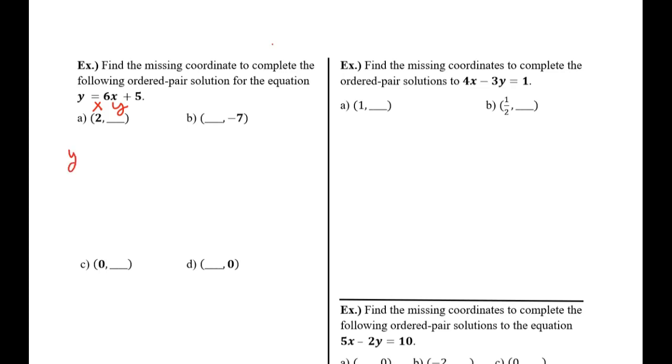The way we find it is we plug in what we do know and solve for what we don't know. I'm going to replace the x value with 2 and leave the y value as a variable since I do not know what it is. Now I solve for y. Since y is already alone, I can just follow order of operations. 6 times 2 is 12, plus 5 would give me 17. So the ordered pair here is 2, 17.